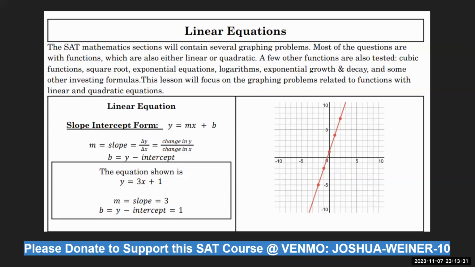Which was the 1.06%, so 6% growth. And some other investing formulas.